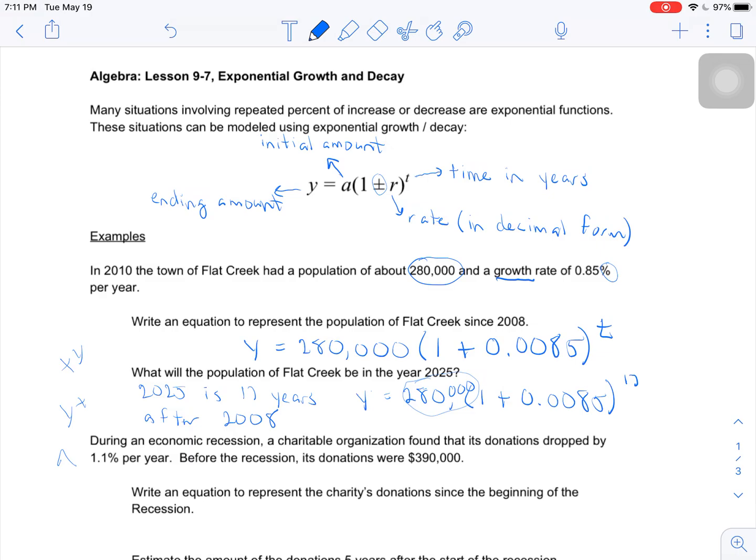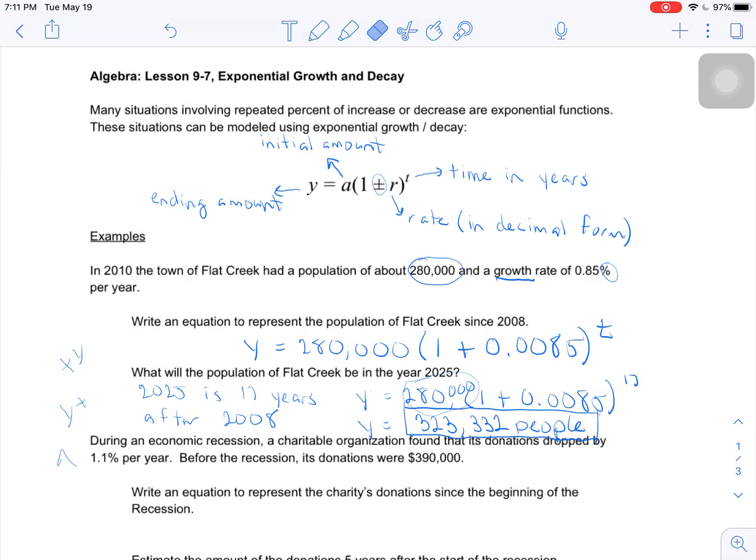So when this is all done, I'm going to round because we're talking about people, so I'm going to round to the nearest person. So if you used your calculator correctly, you should get about 323,332 people. So that's our estimated 2025 population if the city keeps growing at the same rate. So that's an example of exponential growth.